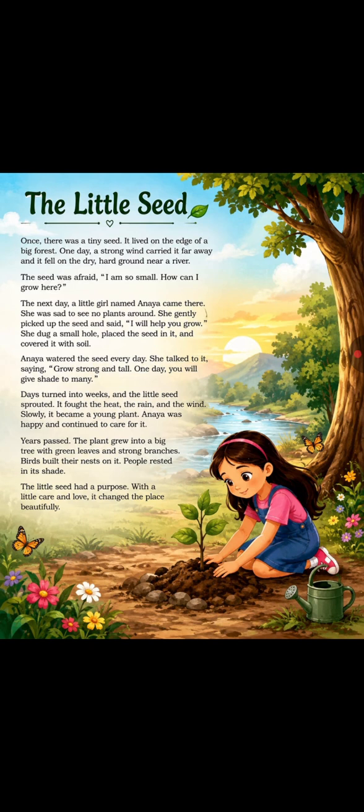So, the simple formula for telling the story is you have to use the subject, and after that you should use the second form of verb, and then you use the object. For example, Anaya watered the seed. Here watered is the second form of water, so it is in the simple past tense. Now come to the story part.